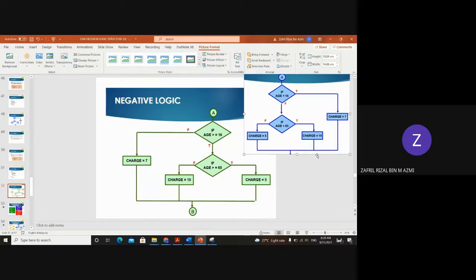Okay, it is the opposite of the positive logic structure. If you look at positive logic structure, we only have at least one statement if the condition of the decision is true. But for negative logic structure, if the condition is true, we don't have any statements. We will enter the next condition, but only if the condition is false, we have the statement. So this is opposite with this one.